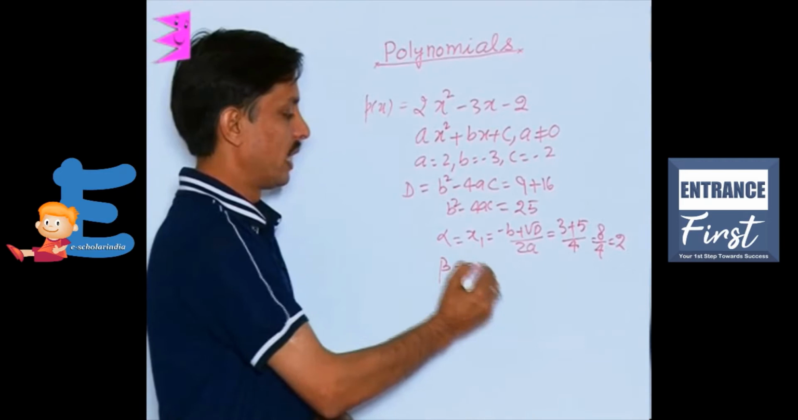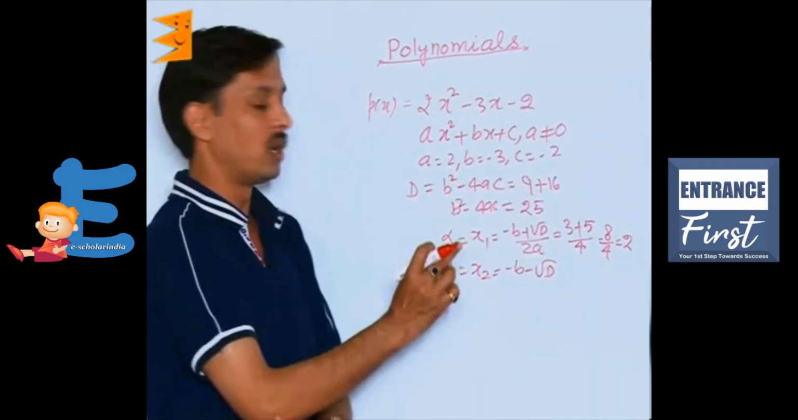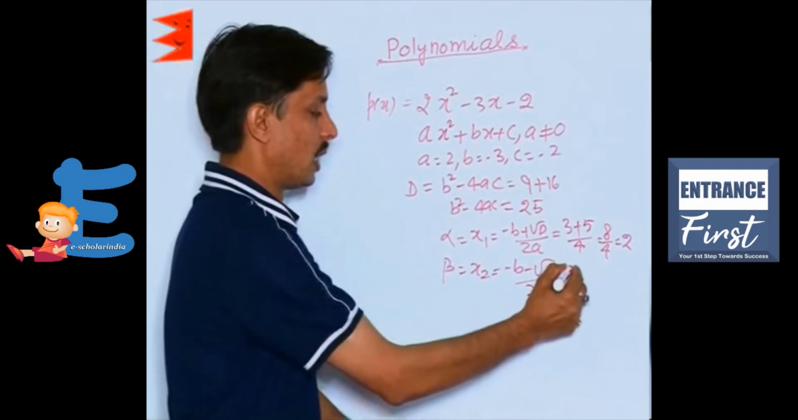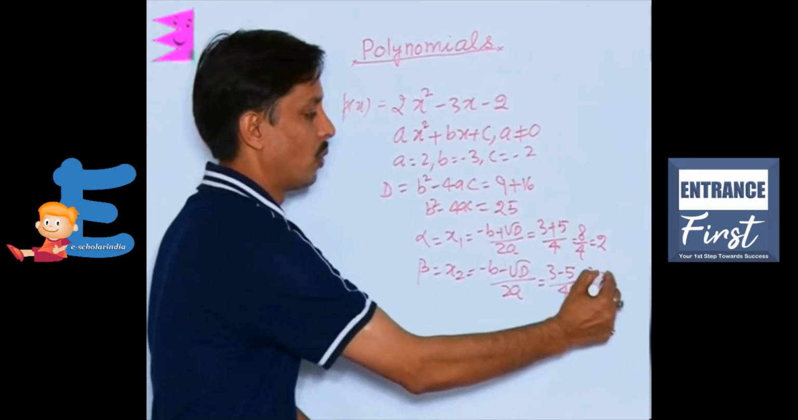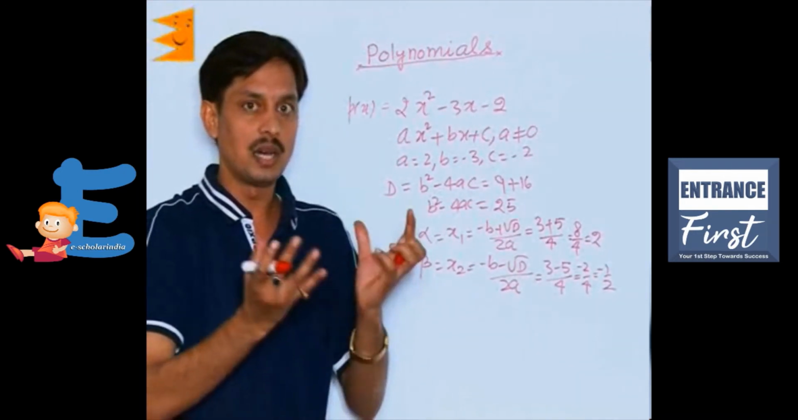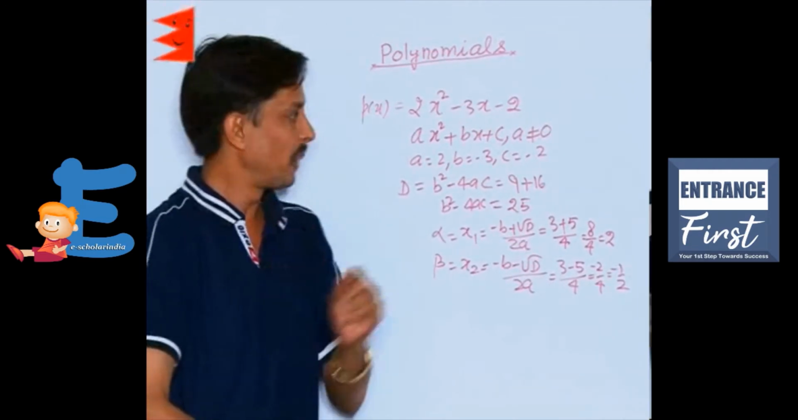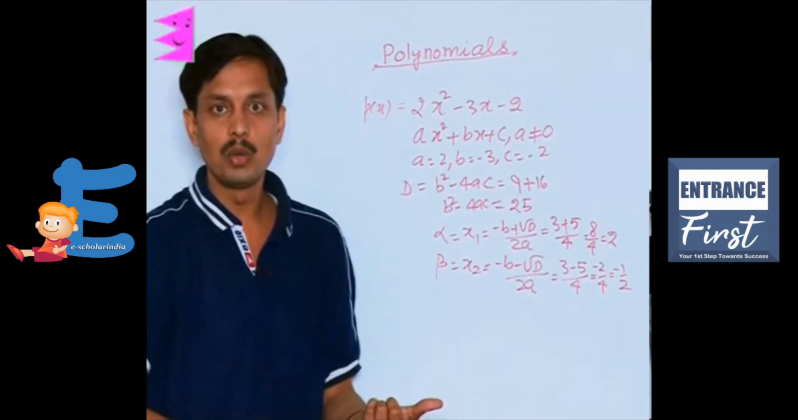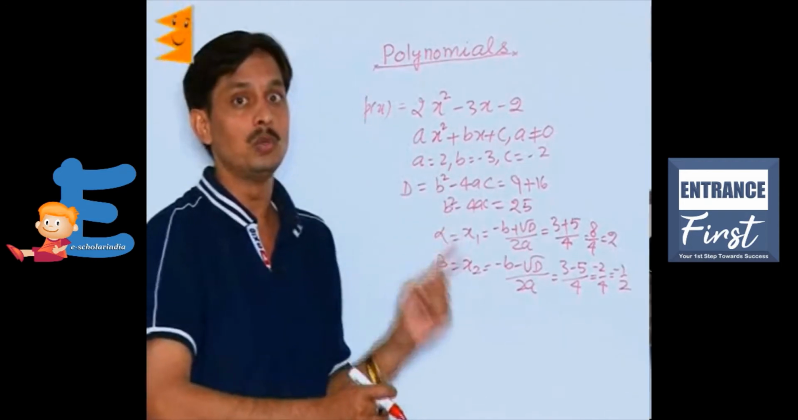The second zero is beta, or you can say x2, and the formula is minus b minus root d, where d, in shortcut, means the value of b square minus 4ac, symbolically written as capital D. Upon 2a, so this becomes 3 minus 5 upon 4, which gives us the answer minus 2 by 4, or you can say minus half. So you can apply either method, but you will notice that the zeros of the quadratic polynomial always come out the same. You will especially apply this formula when you are helpless in factorizing, or you are bound to apply it as per the requirement of the question that says find the zeros by using the formula.